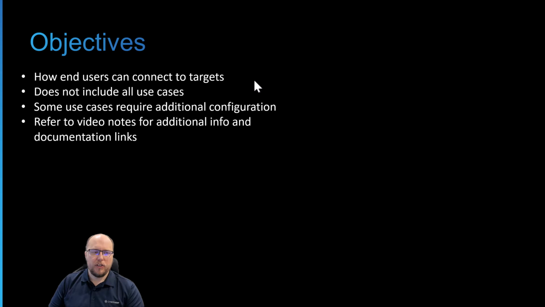This video will focus on how end users can connect to target systems. What I'm about to show you does not include all use cases of what users can achieve with CyberArk Privilege Cloud, but I picked some of the most popular use cases on how connections can be made. Some of the use cases that I'm about to show you do require additional configuration outside of the defaults in CyberArk Privilege Cloud. You can refer to the video notes for additional information and documentation links.